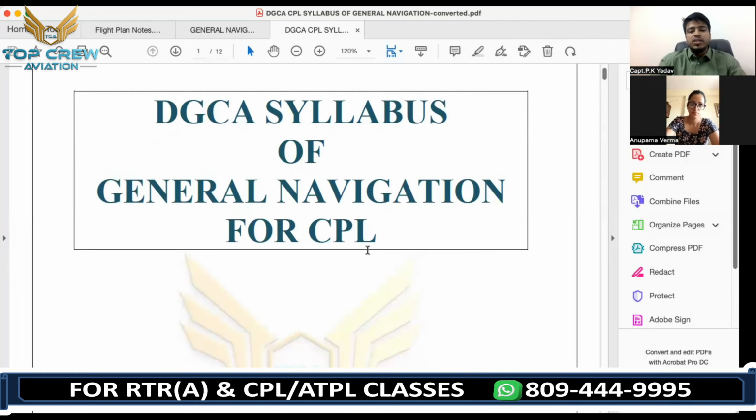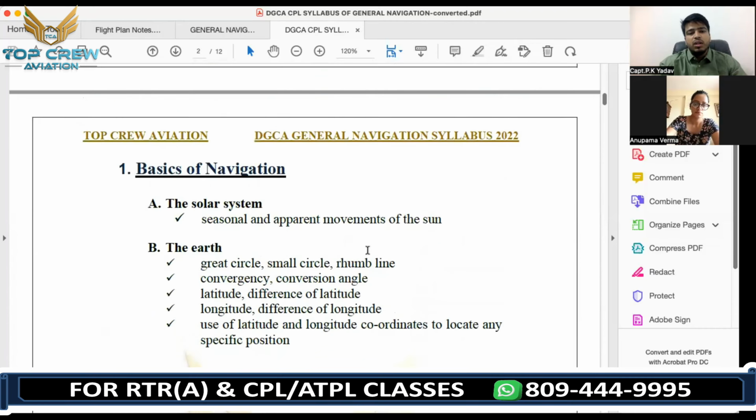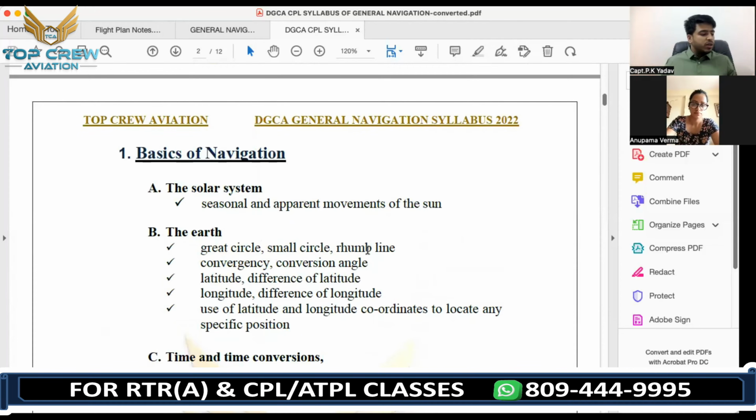Let's start the DGCA syllabus of General Navigation of CPL. You will get the PDF of this complete syllabus; you can take a printout. First of all, I would like to tell you what we are going to study in navigation, so that you have a basic idea, what kind of questions DGCA would expect from you, and how many marks you can secure in which part. I'll tell you everything.